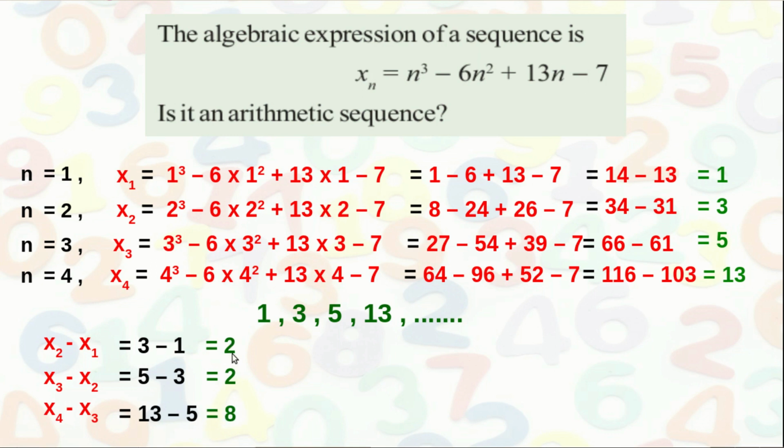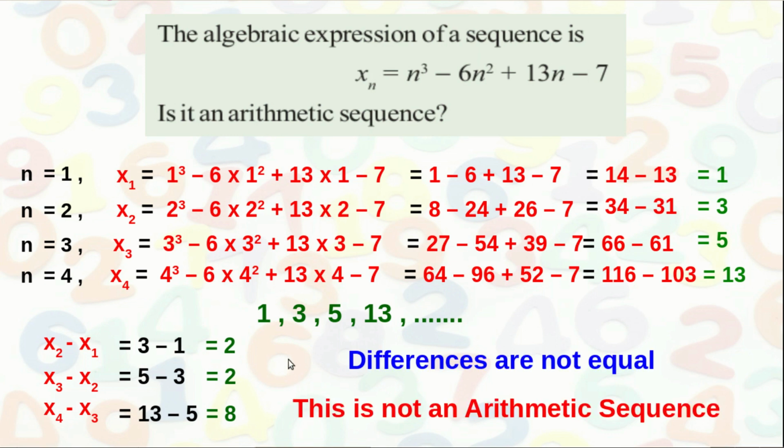You have the first two differences equal, but the third difference is not the same. Here the differences are not equal, therefore this is not an arithmetic sequence.